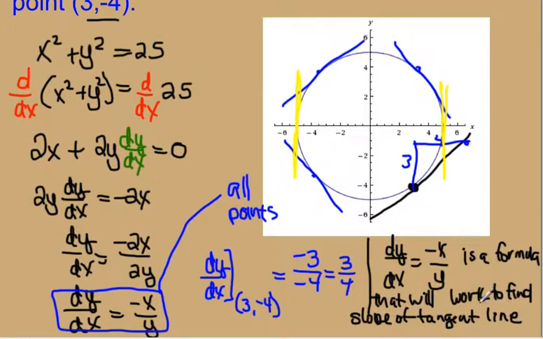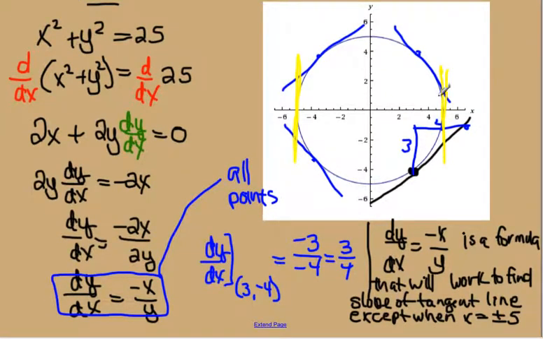And we're going to add a point here, except when x is equal to plus or minus 5. Okay, and that's because the slope is undefined at those 2 points right there.